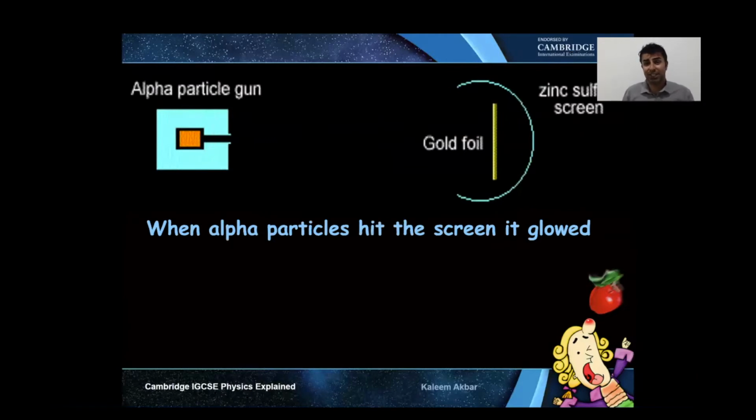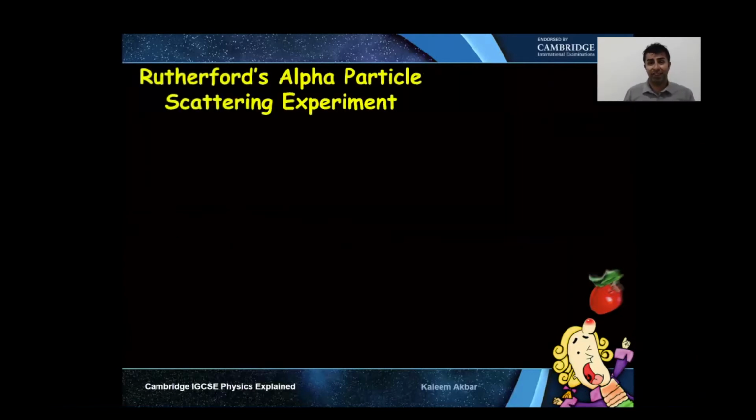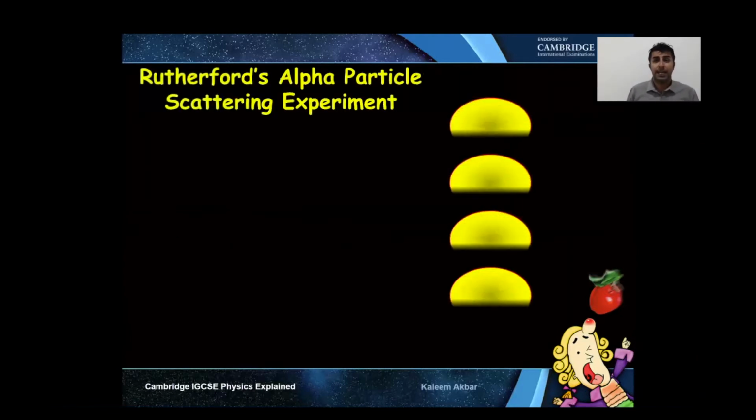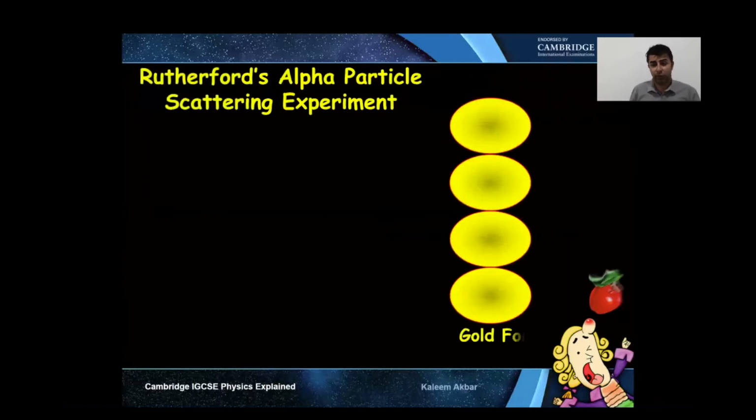And as you can see in this experiment, the vast majority, again, are going straight through, some deflecting a little, some deflecting quite a lot, but very few are bouncing back. So what did Rutherford think then? Here is a diagram of what he thought.